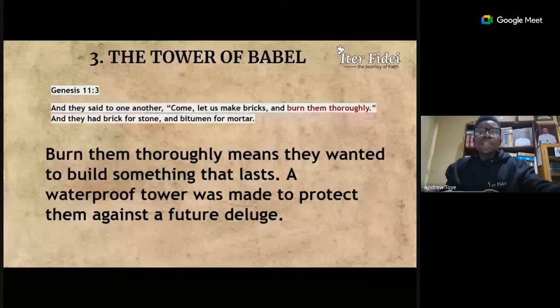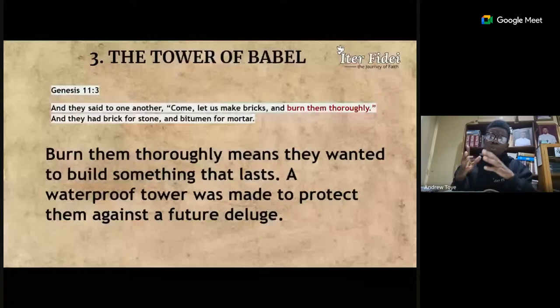Verse 3, and they said to one another, come, let us make bricks and burn them thoroughly. And they had brick for stone and bitumen for mortar. Okay, that statement, burn them thoroughly, means that they wanted to build something that will last. And that's very human. We make long-lasting plans, and God will just come in and scatter everything. We'll make plans for ourselves. Something will just happen and it scatters everything. We see it as scattering anyway, but it's divine intervention.